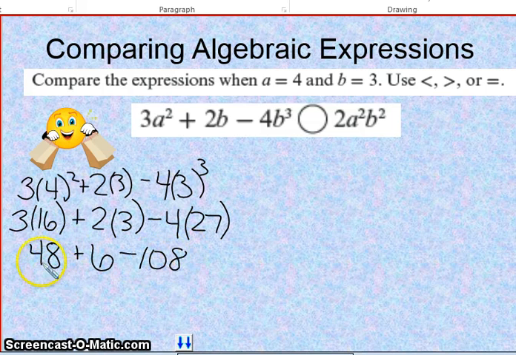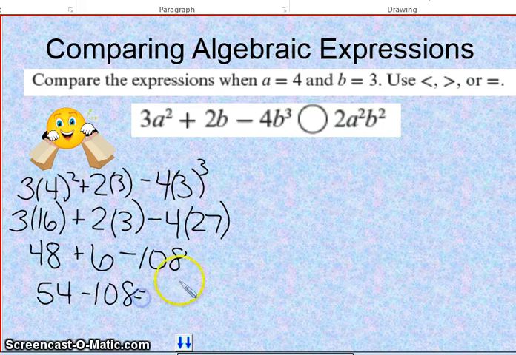And we'll do addition and subtraction from left to right. 48 plus 6 is 54. Bring down our minus 108. And 54 minus 108 is negative 54. Now we've simplified the left side. Now we want to simplify this right side and see how it compares to negative 54.